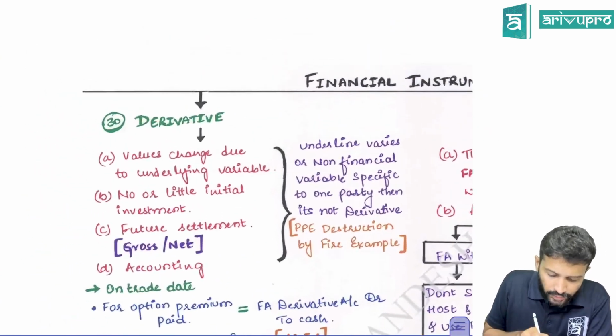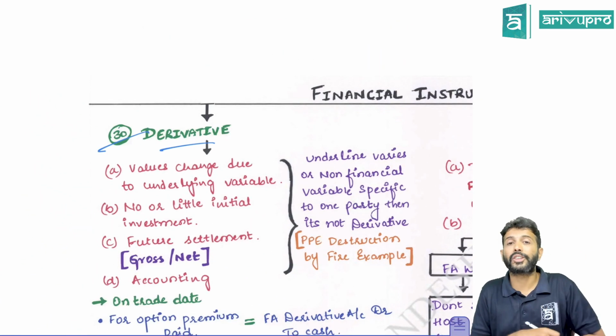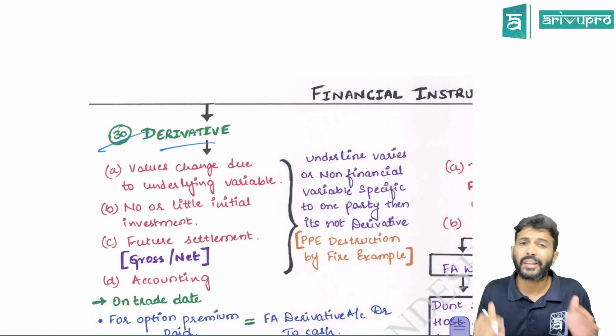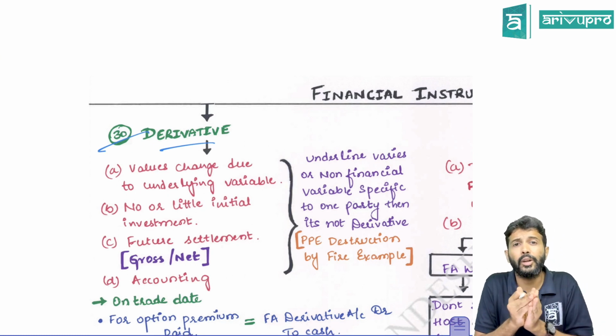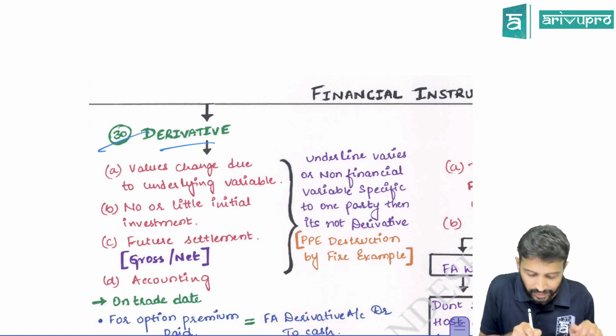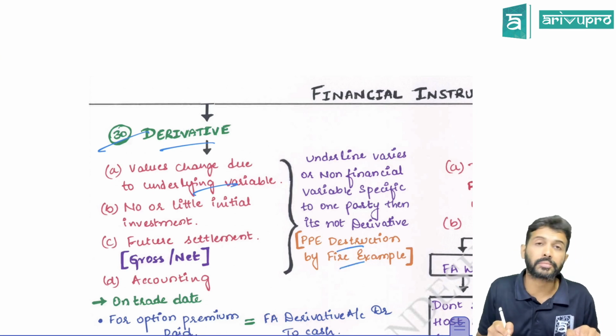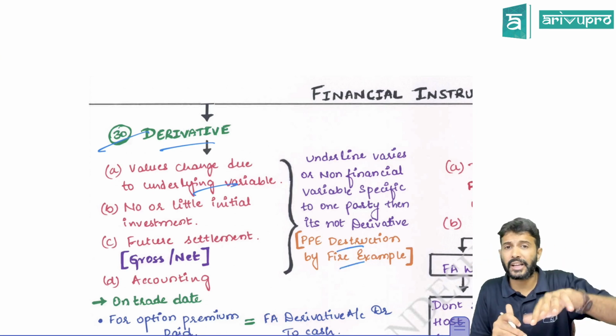Then we went to derivative. Derivative means it's a contract which has three features. One, that particular contract does not have any value of its own. Its value will depend on an underlying or underlying asset. That underlying asset could be anything. It could be your financial asset, non-financial asset, anything.